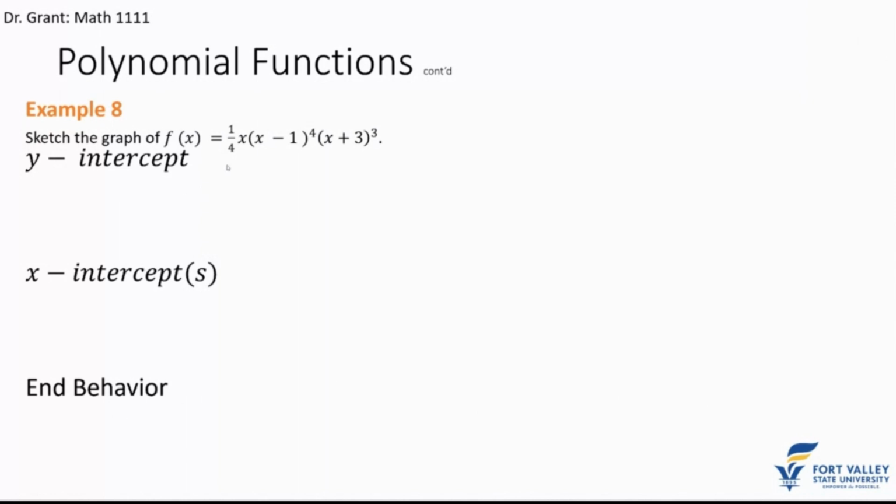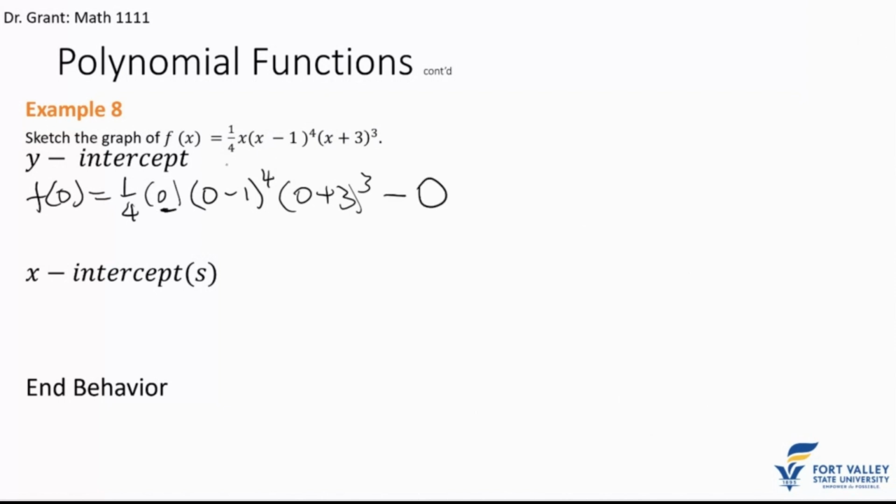So let's see. My y-intercept, f of 0 equals 1/4 times 0, 0 minus 1 to the 4th power, 0 plus 3 cubed. But if I notice here, the 0 is on the outside, and 0 times anything is going to give me 0. So 0 is my y-intercept. Now my x-intercept, set f of x equal to 0.